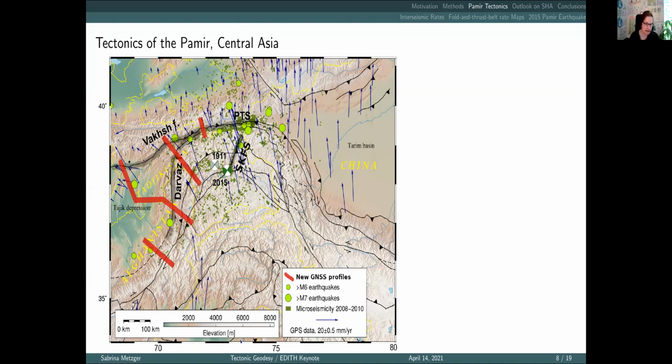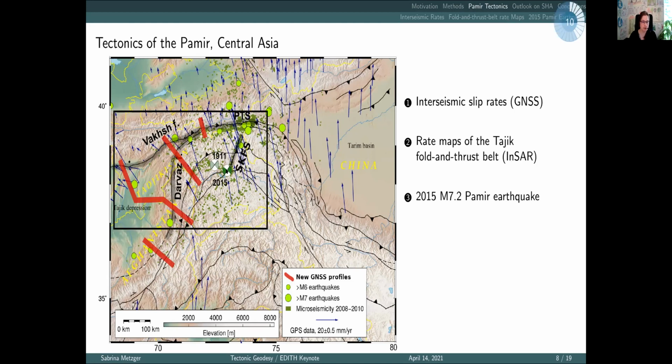The GNSS rates, as you see in arrows here, show nicely that a third of this northward indentation of the Pamir is more or less accommodated along this northern front. And this front is called the Pamir thrust system. The Pamir thrust system elongates into the Vaksh fault further here, and from it there forks the Darvas fault, which is a sinistral fault, whereas the other ones are dextral transpressive. And the Pamir itself is separated by the Sares-Karakul fault system, which is also a sinistral transtensive system, and where this earthquake in 2015 occurred.